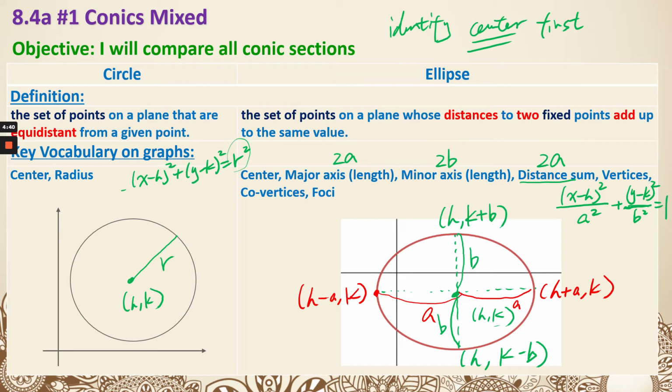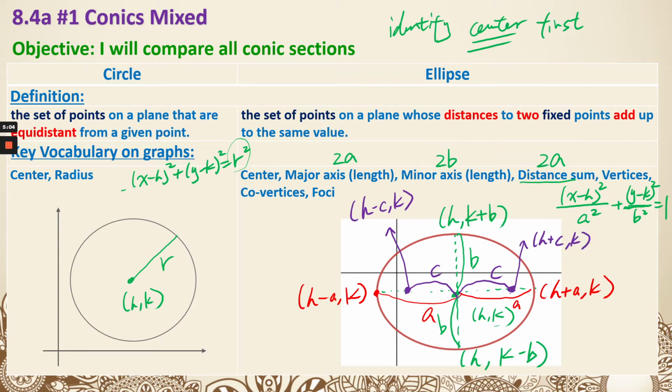Lastly, I just need my foci. Foci will be on my major axis. So foci will be c away from my center. That gives my coordinates as h minus c, then k, and h plus c, then k.